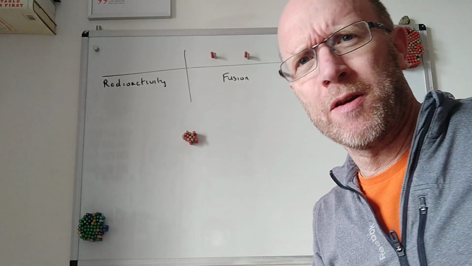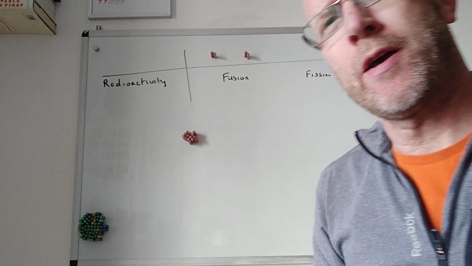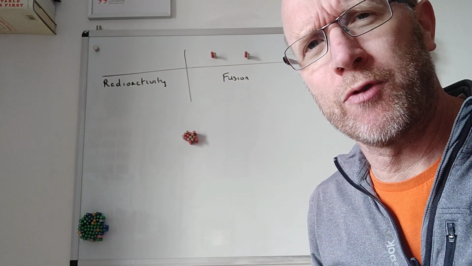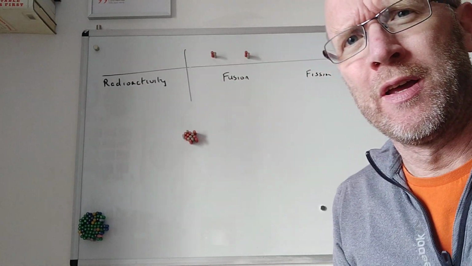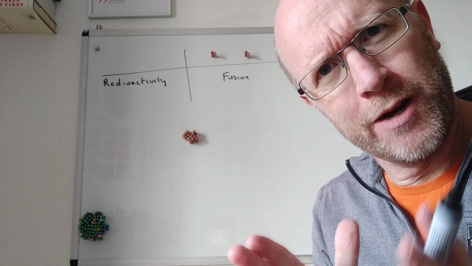Morning, lesson 10. And lesson 10 is about the nucleus. We're talking about radioactivity, fission and fusion, the three processes whereby we make a nucleus more stable. Now they're all slightly different, so we need to be clear on what the differences are.